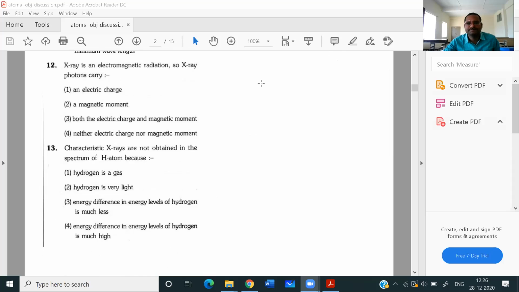Thirteenth question. Question number 13. Characteristic X-rays are not obtained in the spectrum of hydrogen atom because what is the reason why we will not get characteristic X-ray spectrum? See here, X-ray spectrum, if we observe carefully, starts from one minimum wavelength and goes up to infinity, and its curve is like this.